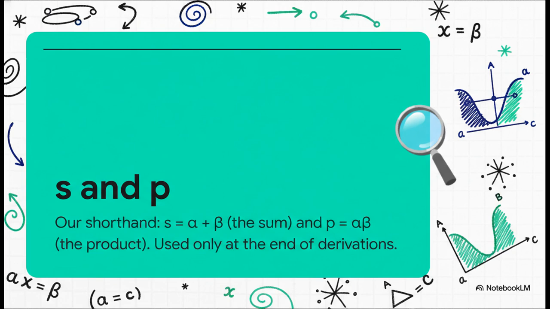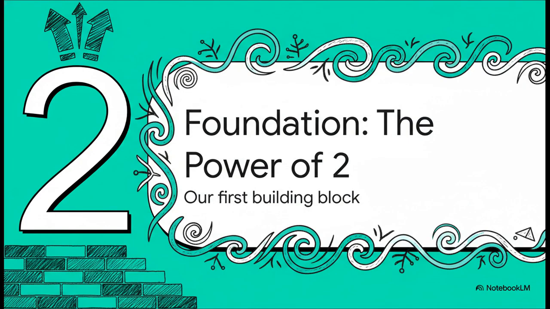Now, to keep our final answers looking nice and clean, we're going to use a bit of shorthand. We'll use S for the sum of the roots, alpha plus beta, and P for their product, alpha times beta. But, and this is super important, we are only going to bring these in at the very, very end of each calculation. That way we get to see the real transformation happen first. All right, let's get into it.